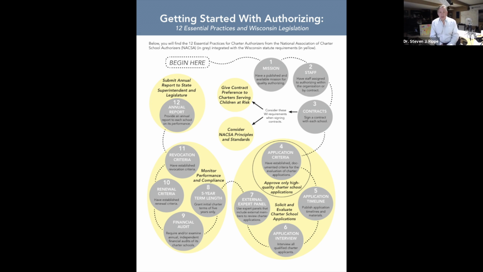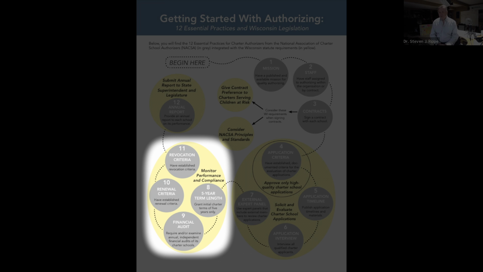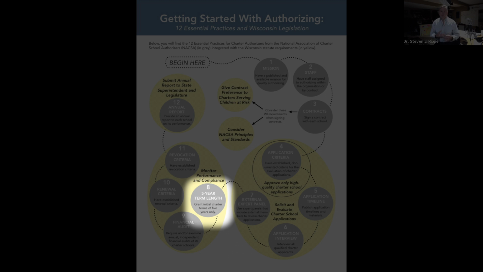The next area is about monitoring performance and compliance. Now, each of the new schools that we work with, and when we set up our performance contract, what we want to do is set it up for a 5-year term length. The reason for this is that we want to make sure that all the people who work in the school have enough time to work through all the challenges and opportunities to really develop their school as intended.